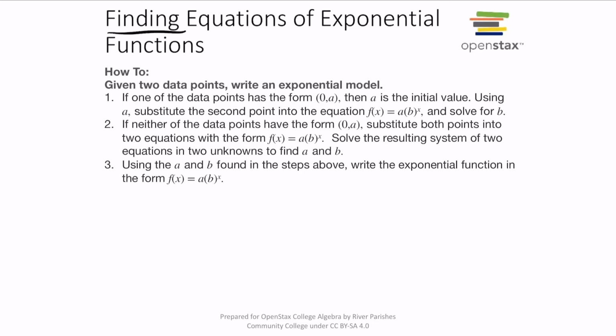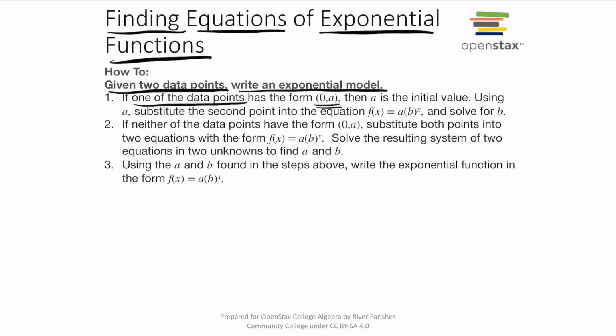Next, let's talk about finding the equations of exponential functions. So given two data points, we have to write an exponential model. So how to do this? First, if one of the data points has the form (0, a), then that a value represents the initial value. And using a, you can substitute the second point into the equation f(x) = ab^x, and we can solve for the value b.